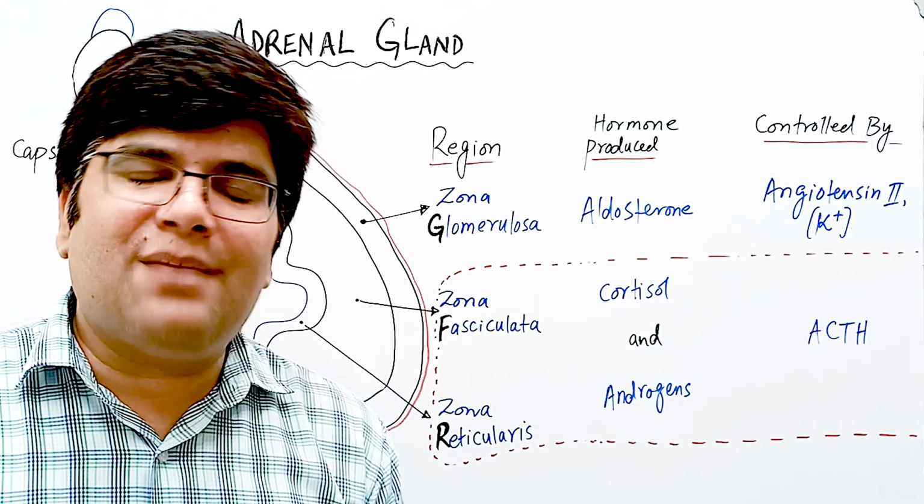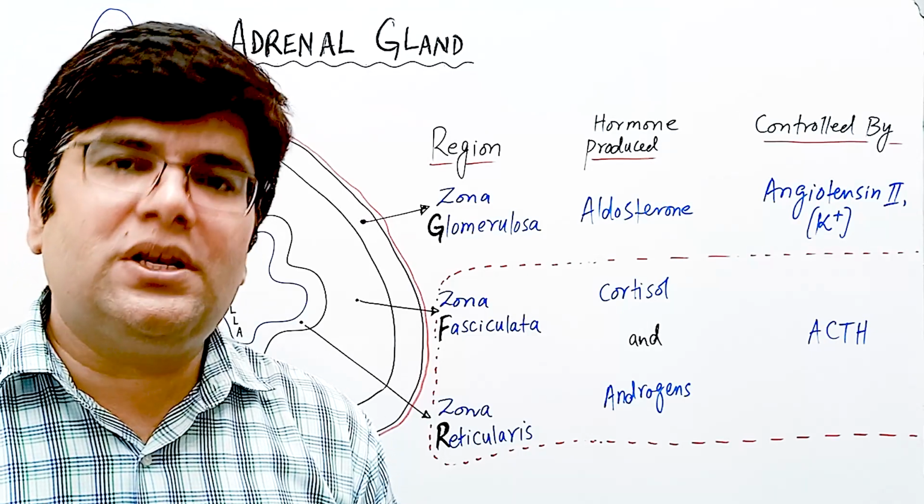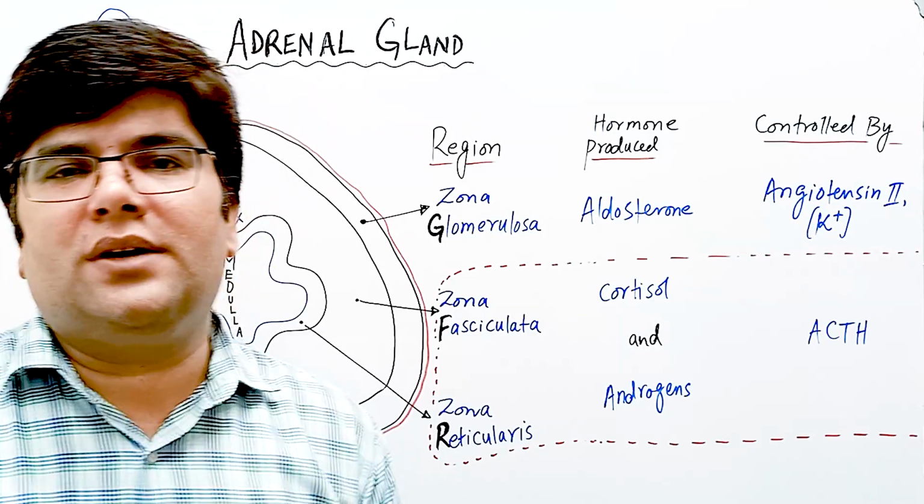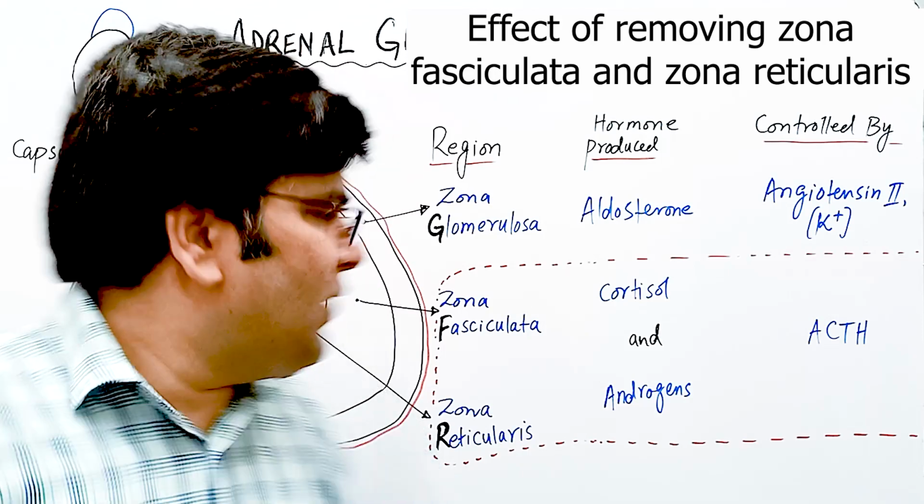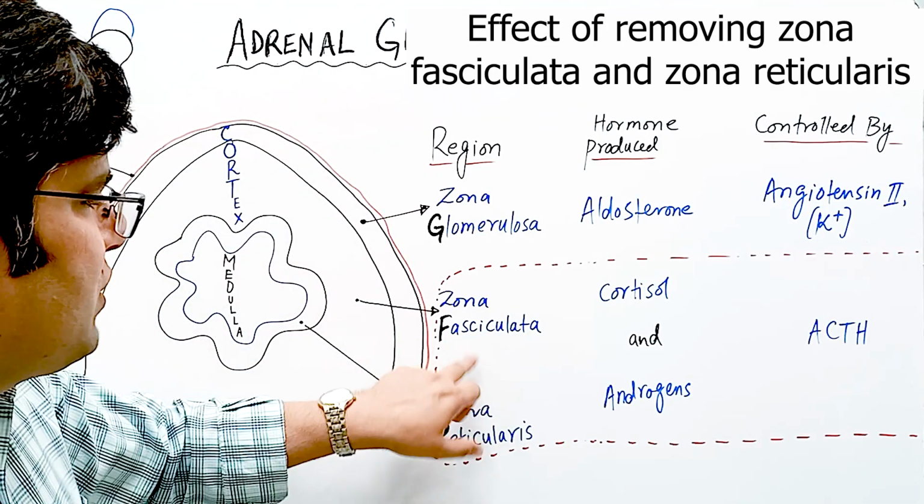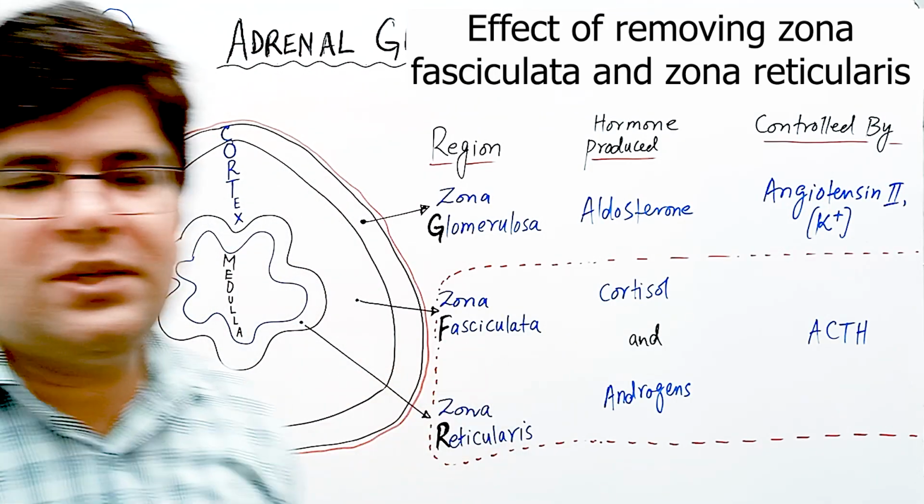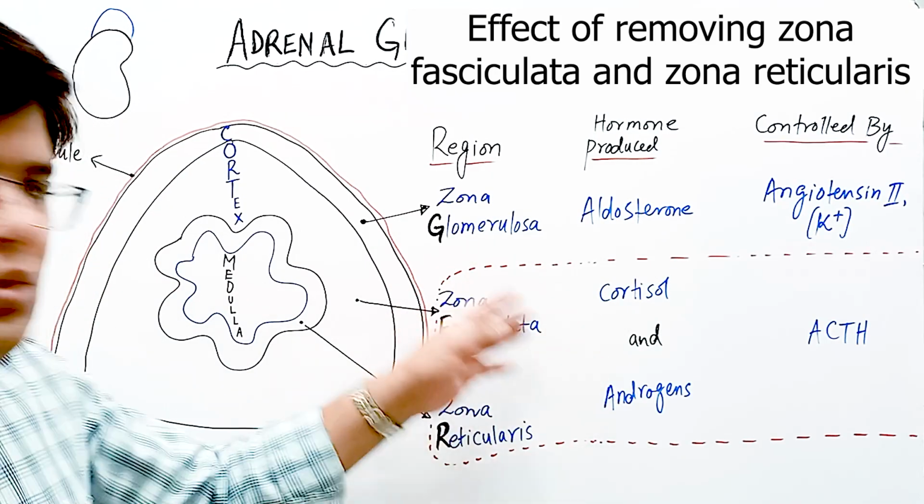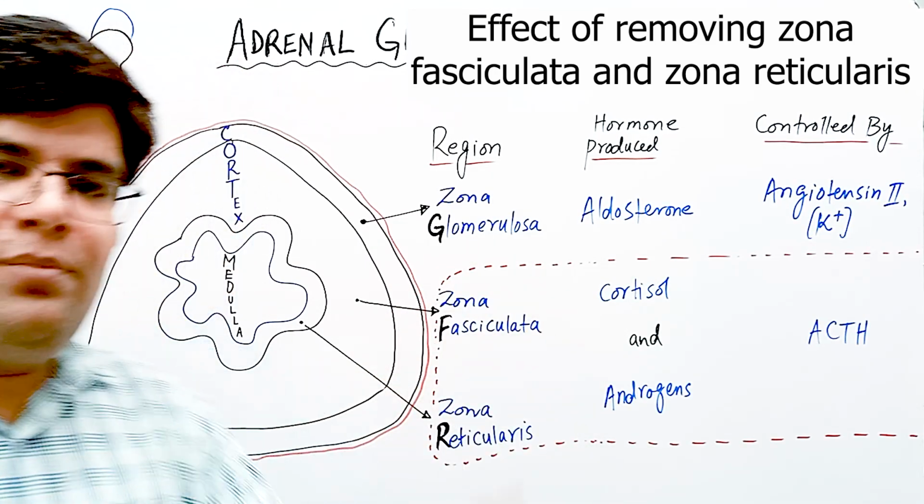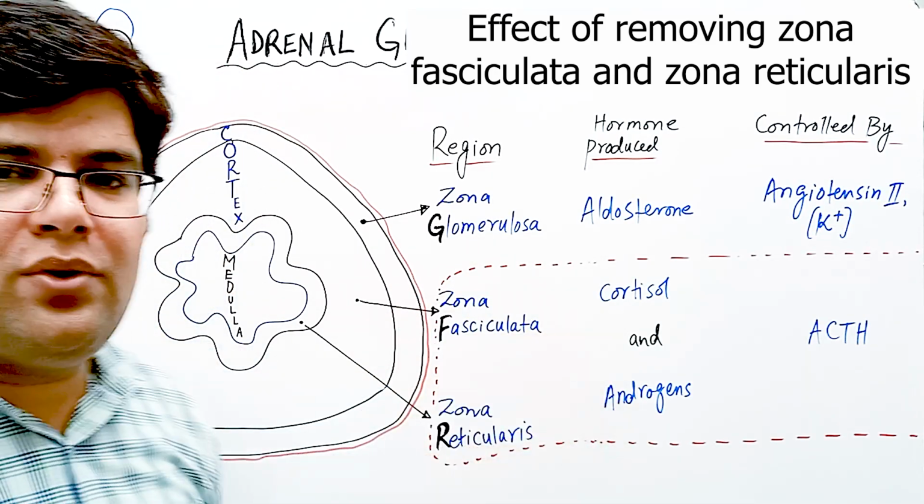Increase in potassium means hyperkalemia, and increase in hydrogen ions means metabolic acidosis will occur. Now let's talk about what will happen if you remove these two zones, zona fasciculata and zona reticularis. In case of removing these two zones of the adrenal cortex, there will be deficiency of the cortisol and androgens.